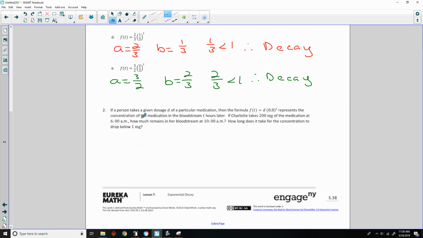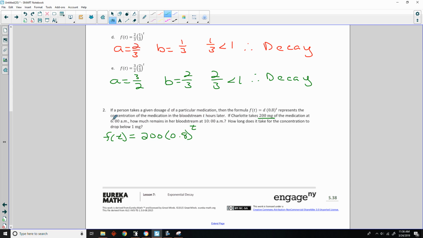Okay. If a person takes a given dosage D of a particular medication, then the formula f of t equals D times 0.8 to the t represents the concentration of the medication in the bloodstream t hours later. If Charlotte takes 200 milligrams of the medication at 6 a.m., how much remains in her bloodstream at 10 a.m.? Okay, so what they're saying is this is the initial value, 200 milligrams, so f of t equals 200 times 0.8 to the power of t.